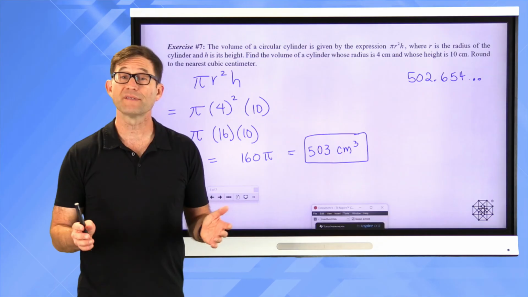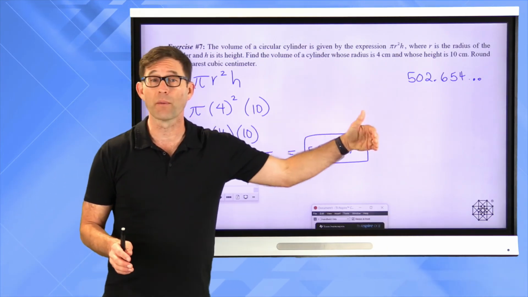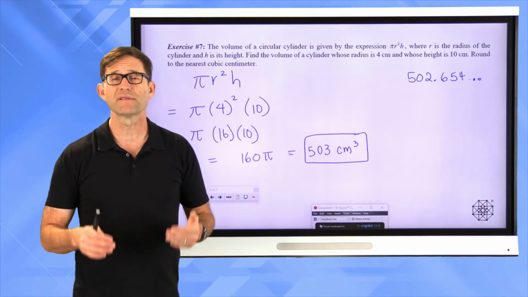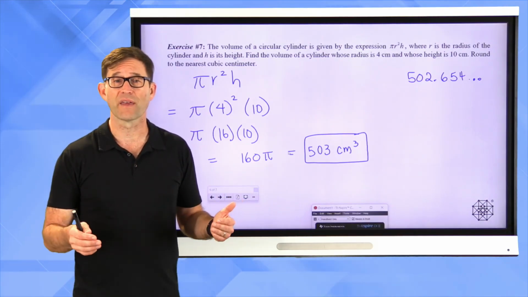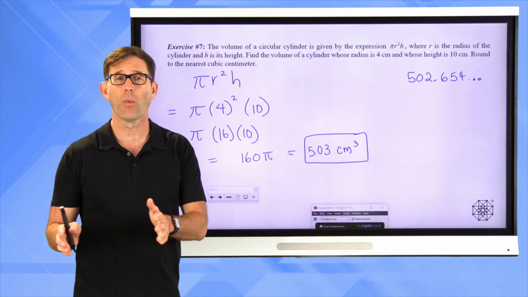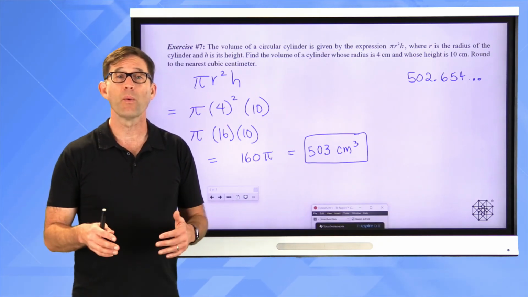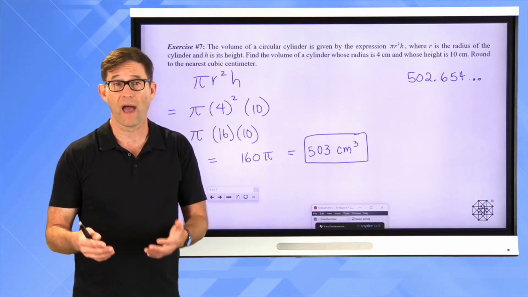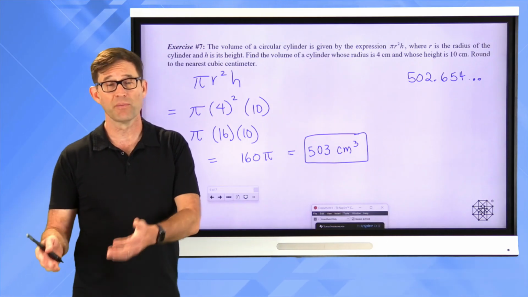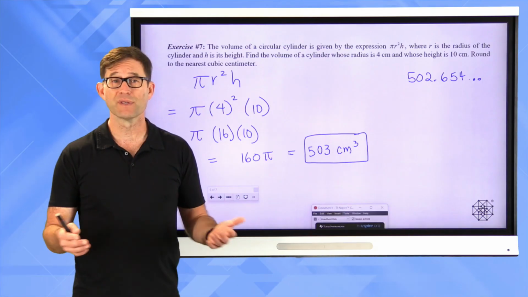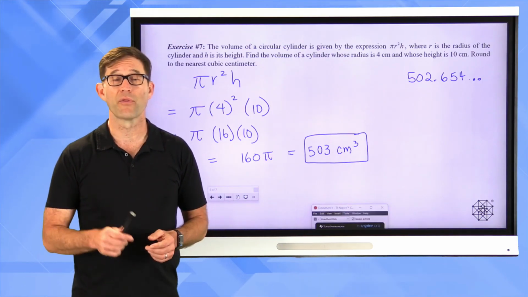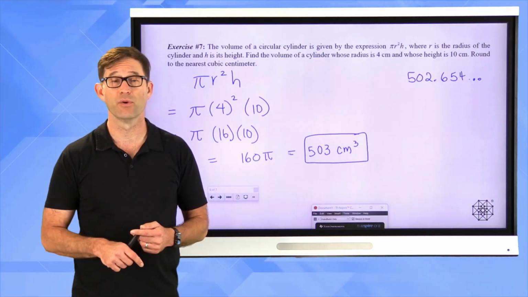But more importantly, this idea that we've got all these formulas that arise in science, engineering, all sorts of different fields, economics, things like that, that have more than one variable in them. And often when we want to know the value of the expression, we have to substitute values of multiple variables in, and then evaluate using the order of operations that we've been working with throughout this lesson and for the past few years.